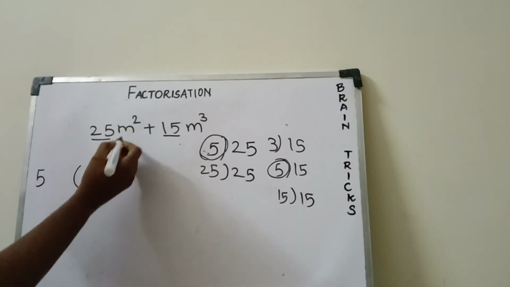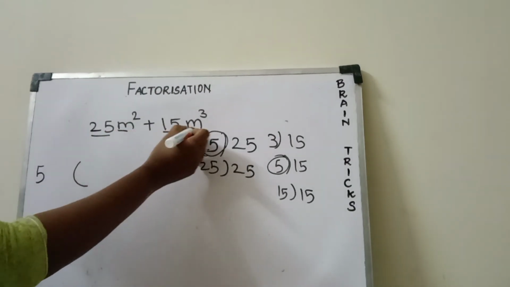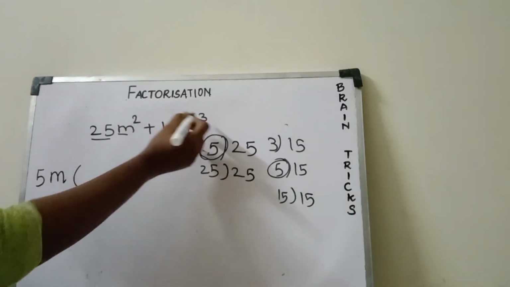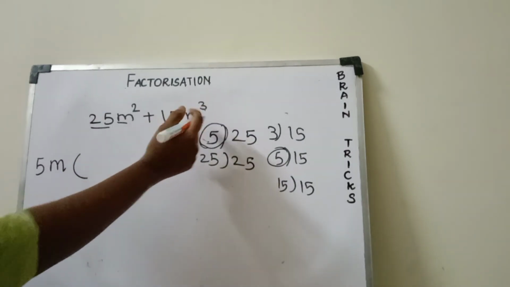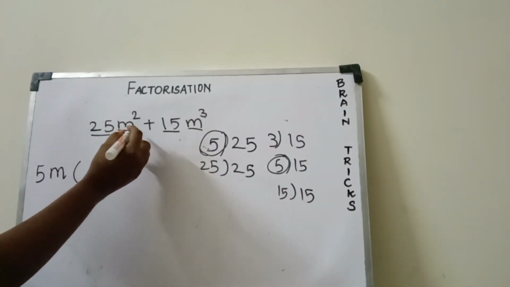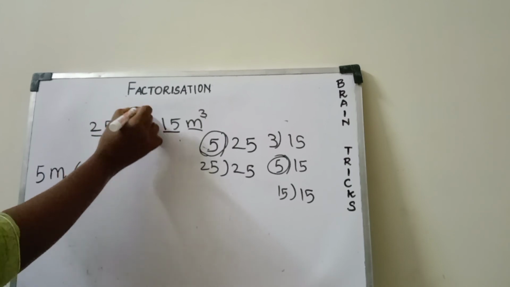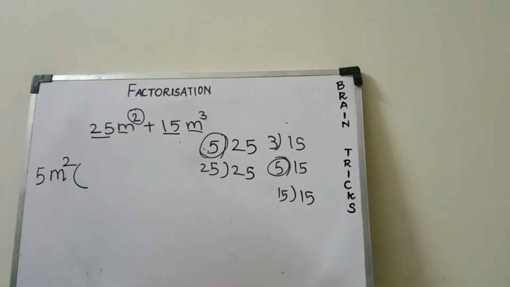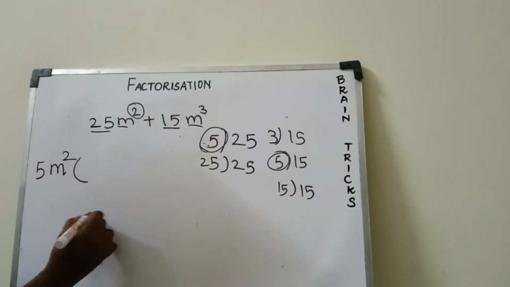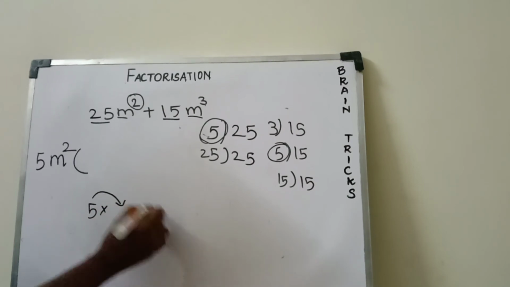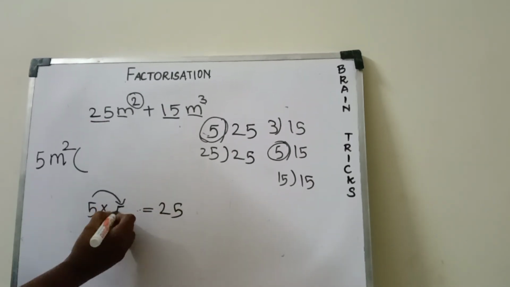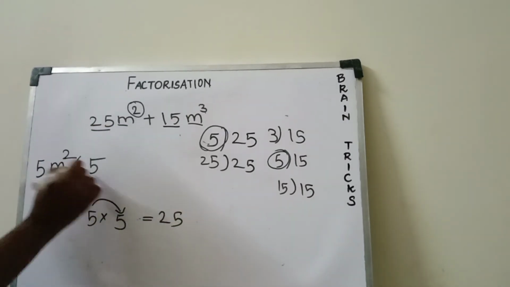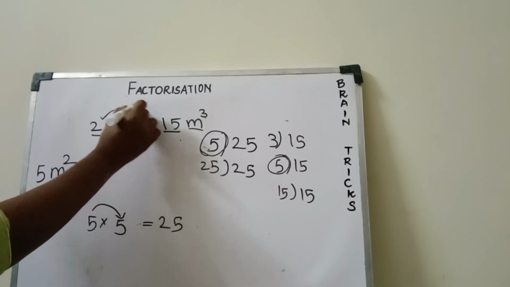Next, take the variable. Here I have m, here I have m. So I'm just writing m. And here I have 2, here I have 3. The powers are different. You have to take the smaller power. Clear? So I am taking 2. 2 is the smallest value compared to 3. Now 5. What number I have to multiply with 5 to get the value 25? 5. So 5 into 5 is 25. We finished.